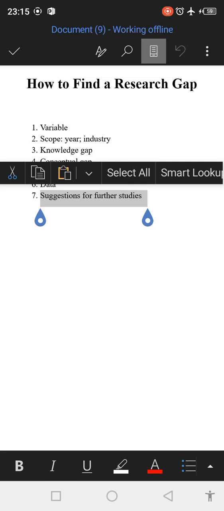Put them together. Use it to discuss your own work. And then out of your discussion, you now draw out your own conclusion and findings.